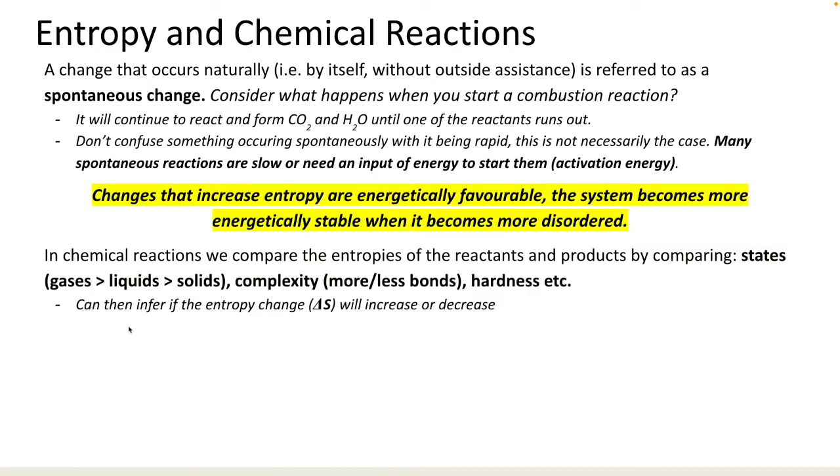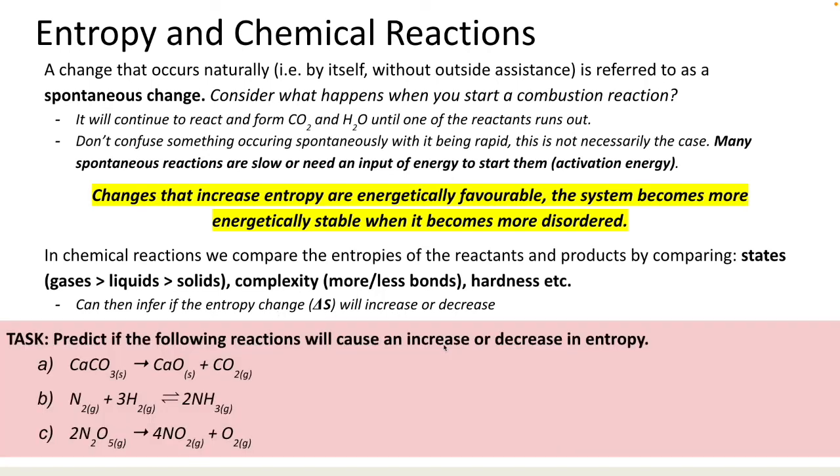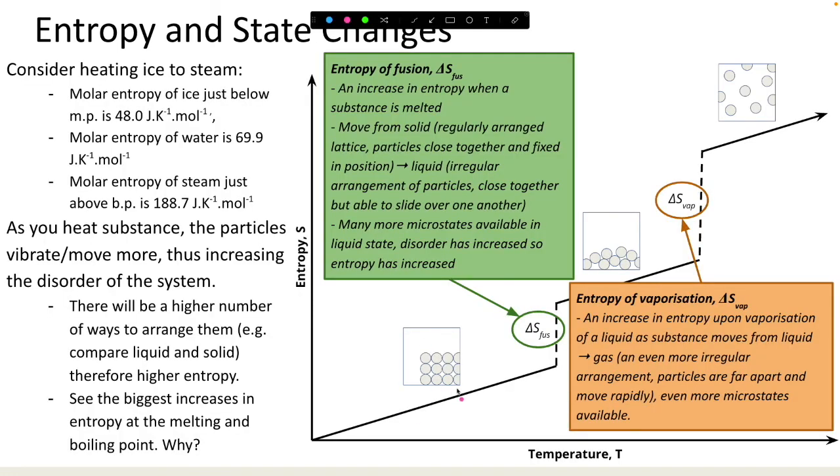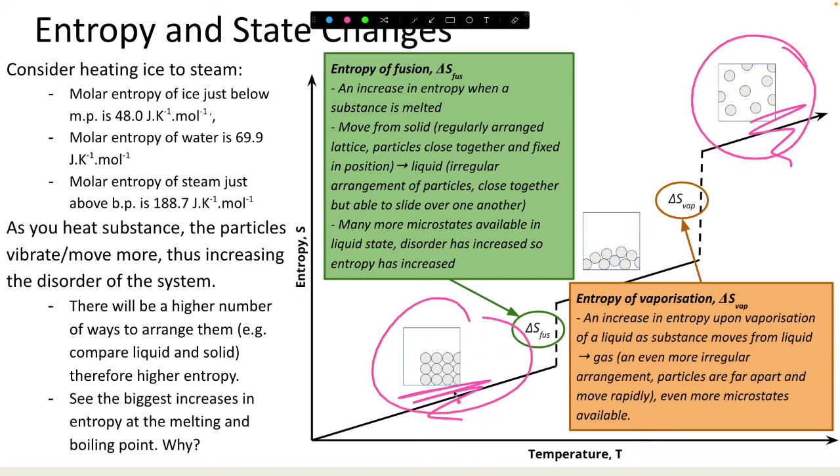All right, so we can then infer if the entropy change will increase or decrease. So I've got 3 reactions here that I want you to consider. Predict if the following reactions will cause an increase or decrease in entropy, and do this by looking at the states on the left-hand side, the reactants, and the states on the right-hand side. And remember, if it's going from solid to gas, if we have gaseous particles, we could predict it's a higher entropy than solid or liquid.